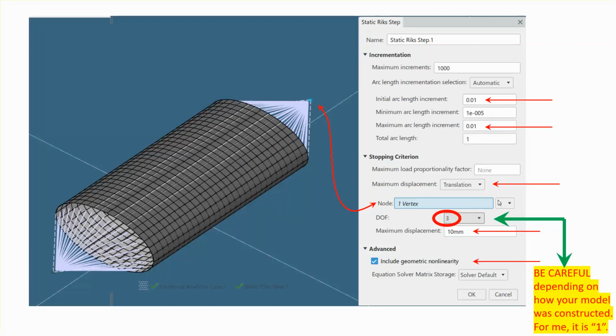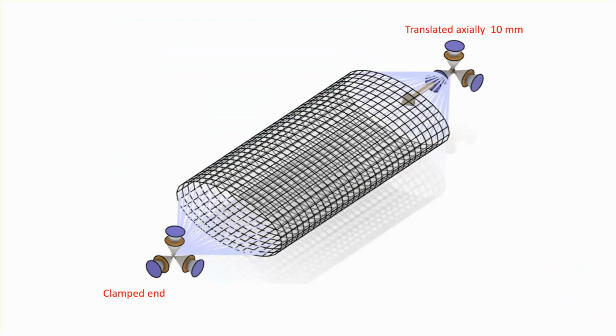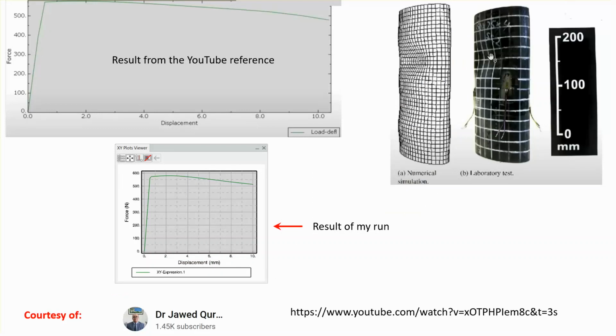We're going to obviously include the effect of nonlinearity, geometric nonlinearity. And this is the data that is taken from that paper. And the plot that you see in the top left corner is the force displacement curve of the YouTube reference. And this is the force displacement curve that I will be getting, hopefully, assuming that I don't make any mistakes. All right, so let's move on.